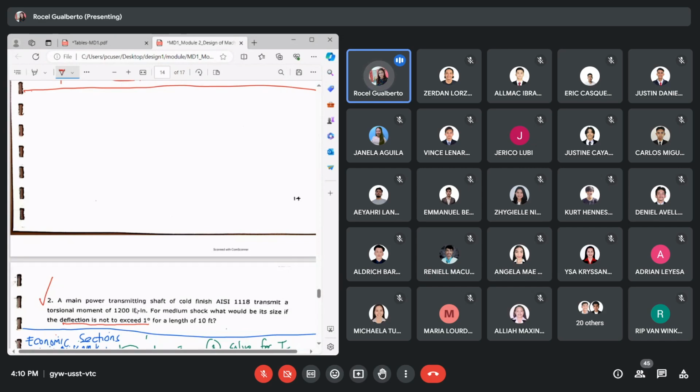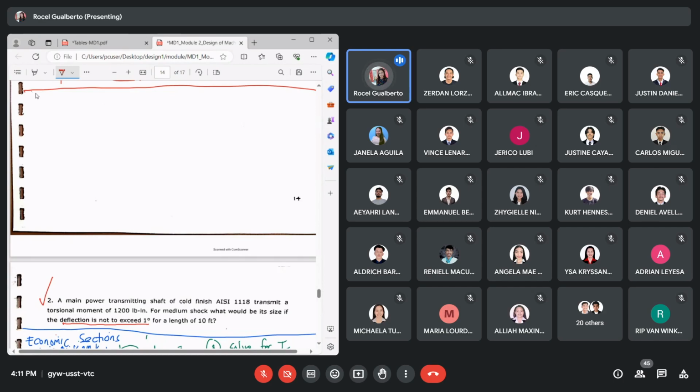So, dalawa po yung magiging sagot natin dyan. One coming from the strength failure, another one coming from the deformation failure. So, kuhanin niyo po yung dalawang sagot na iyon. Pipiliin yung mas malaking size.